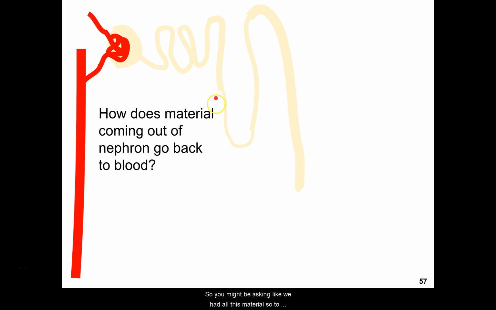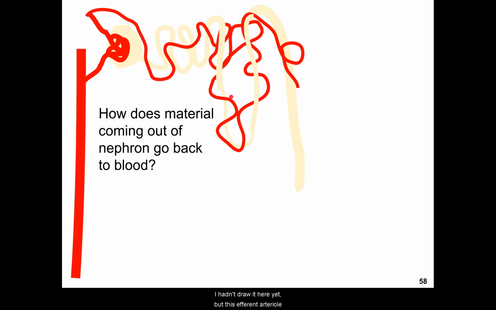So you might be asking, we had all this material sort of exiting the PCT into this extracellular space. You had water coming out of this ascending nephron. How does that actually go back to the blood? Well, I hadn't drawn it here, but this efferent arteriole continues out and spreads around into a ton of capillaries that are all around these different regions of the nephron. And so these capillaries are actually ultimately going to suck up the stuff that was pumped out or removed from the nephron. And again, this is definitely not anatomically 100% correct. It is not to scale.